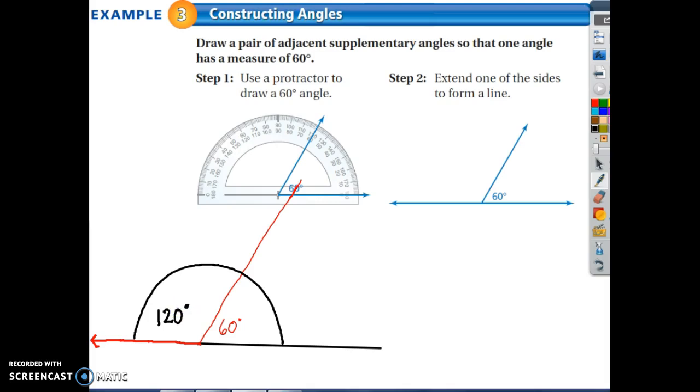And that concludes our lesson on section 12.2 on complementary and supplementary angles.